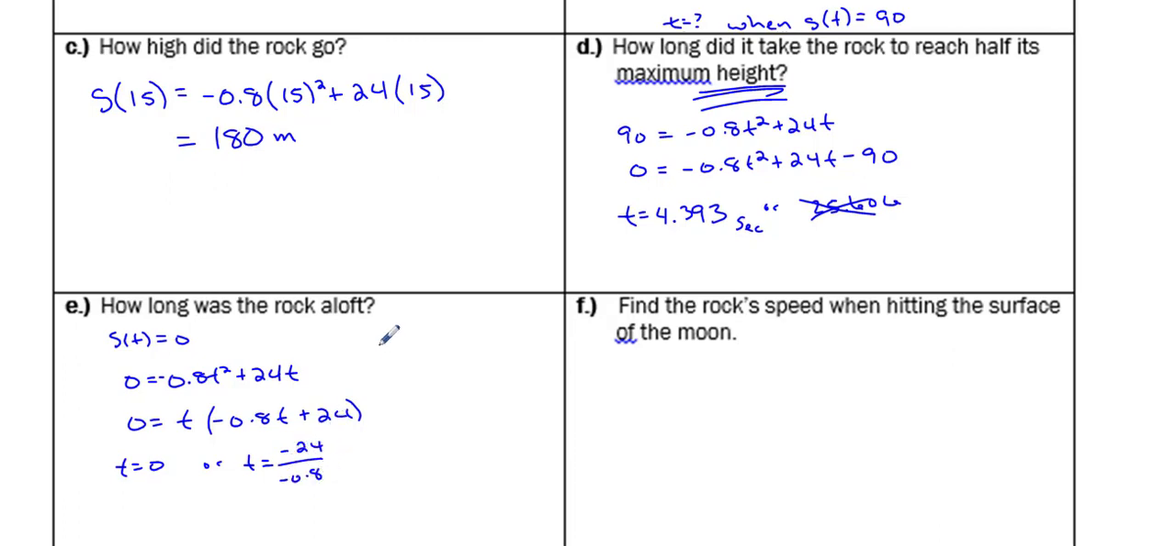Are you guys okay if I don't set up 0.8t plus 24 equals 0 every time? I kind of do the math in my head a little bit. I mean, that was algebra 1, algebra 2 for us, right? And is that 30 then?